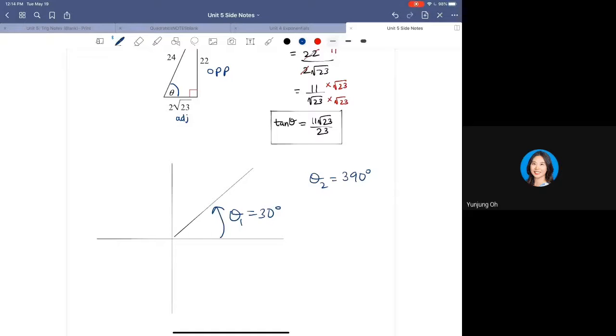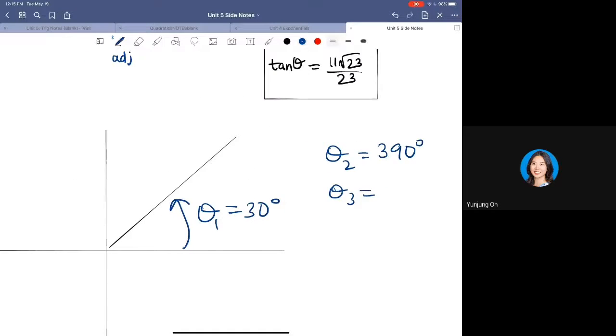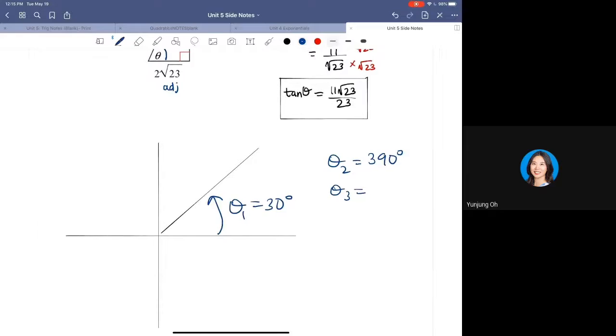And another theta I could have said that was a coterminal angle is doing 30 degrees minus 360 degrees. So my theta 3 is going to be 30 degrees minus 360, and that's negative 330. So the easiest way to find coterminal angles is to add or subtract 360. So that's how you find the coterminal angles. Okay, that's number 8. Should we go on to the next question for now?